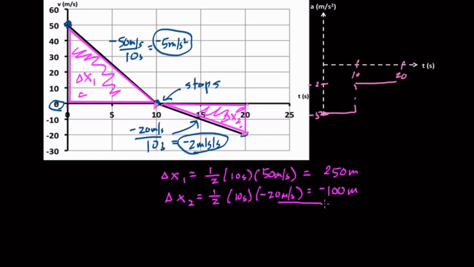So watch your signs. And we can hopefully look at this and know that we're going to end up with a positive displacement overall. The area above the horizontal axis is, just to look at it, bigger than the area below. So we expect a positive displacement, and we get one. 250 plus -100 is positive 150 meters, and that equals our displacement.